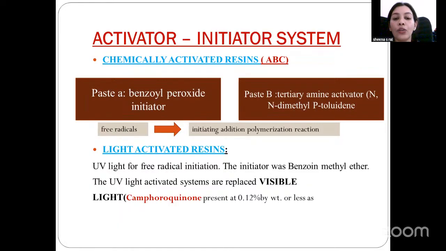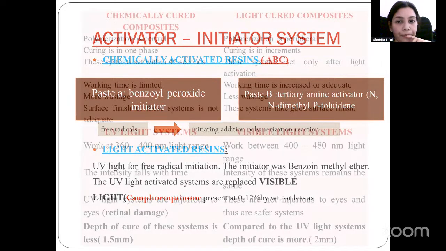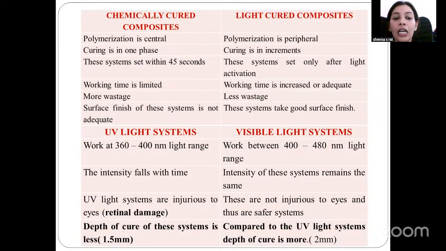Right. So we use visible light and camphoraquinone is present. That is another question: what is the amount of camphoraquinone that is present? It is 0.12 percent by weight. This is also another question: what injury does the UV light system in composite cause? It is retinal damage. Another question: what is the depth of cure in UV light? It is 1.5 mm. Next question: what is the depth of cure for visible light? It is 2 mm.